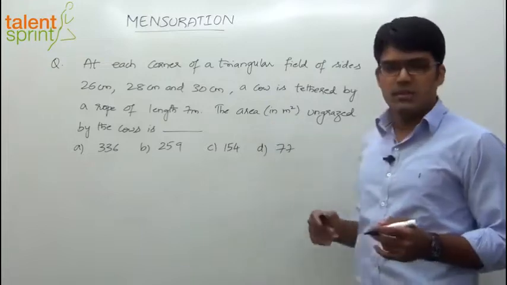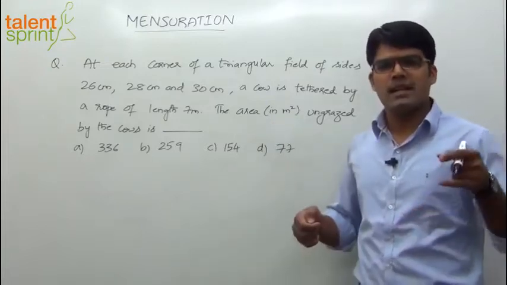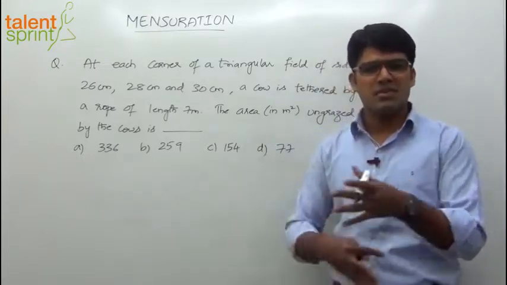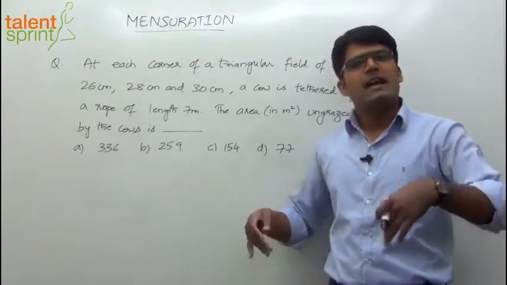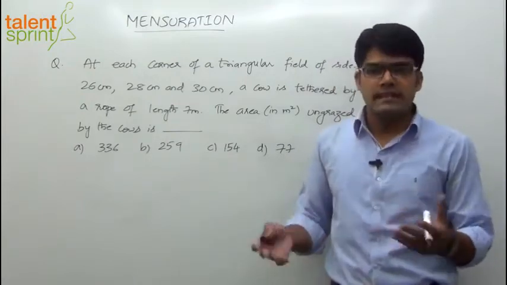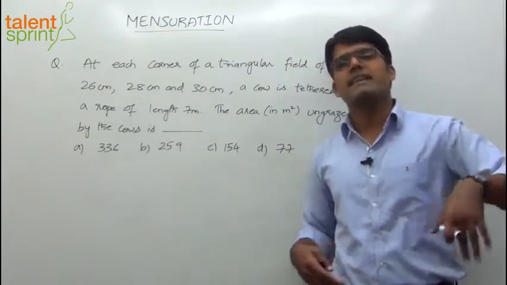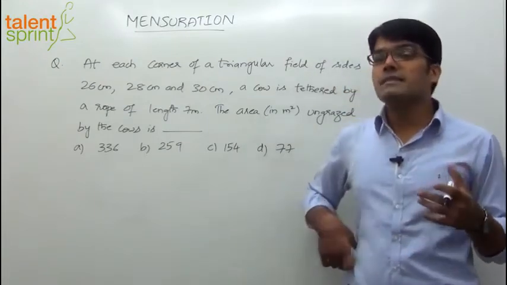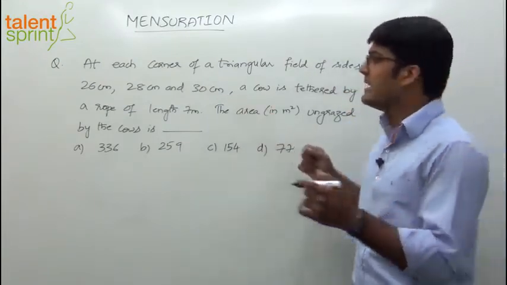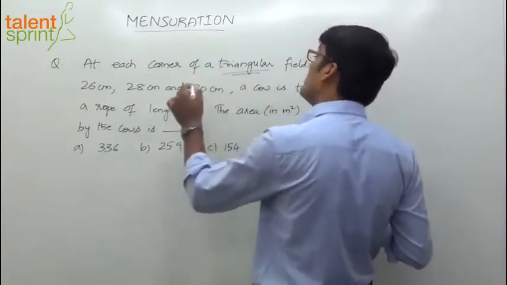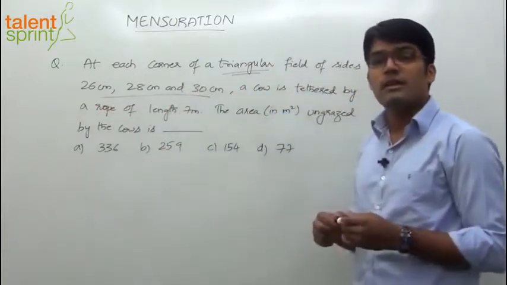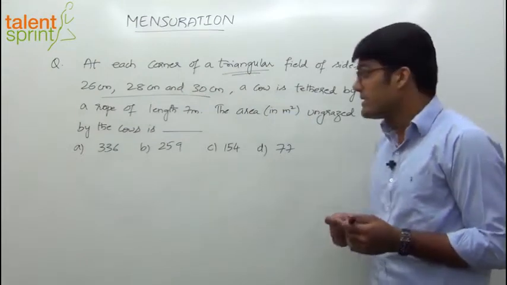I'm sure the same question, it's a popular model, that a cow or a goat is tied at one of the corners of a rectangular field and how much area is grazed or ungrazed. So total area of the rectangle minus area grazed by the cow. But that would be simple. The complexity here is that we have a triangular field and that too a scalene triangle. So it would be a little complex to identify what is the ungrazed area.